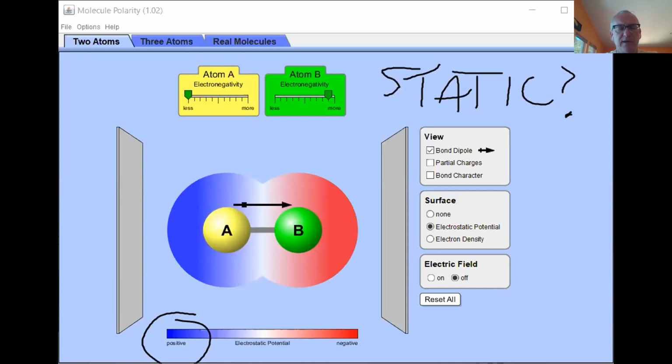What is static? When you think of something, if something is static, what does that mean? Is it like the friction we do with the balloon and the hair thing? That's static electricity. That's right. But what does the word static mean? Stable? Not just stable. Something can be stable and not static. Static has a very specific meaning.